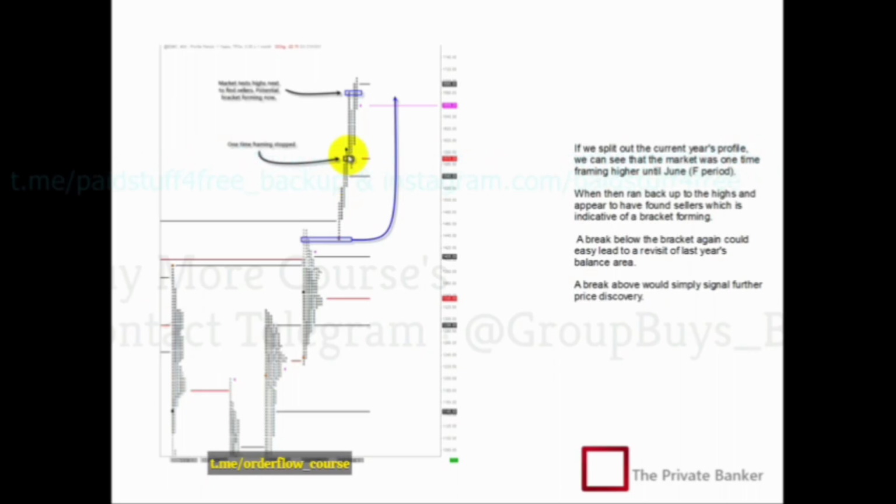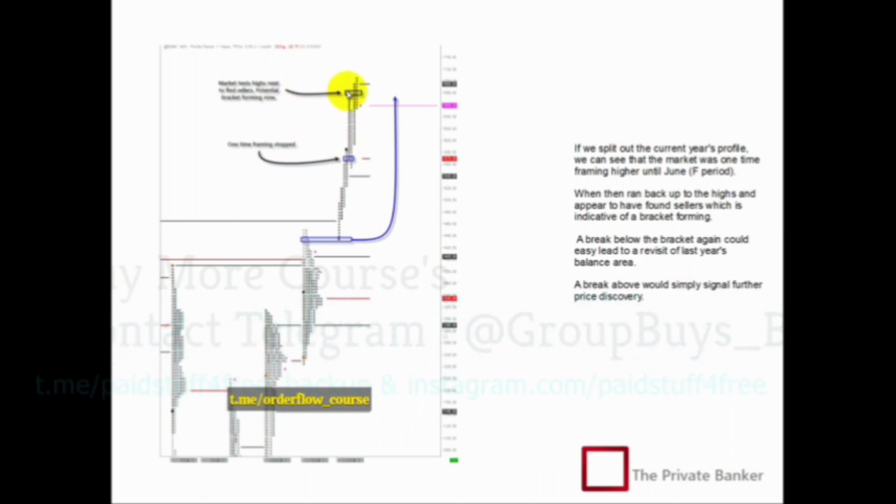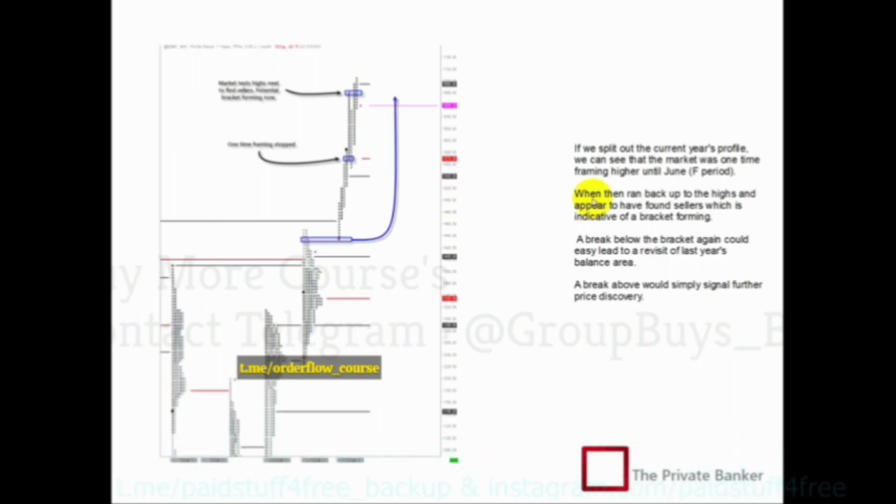So one time framing, and then it stopped right here on this small pullback, but of course that resumed as we took out that previous high there. We then ran back up to the highs and appear to have found sellers, which is indicative of a bracket forming. So that would be the E period here.